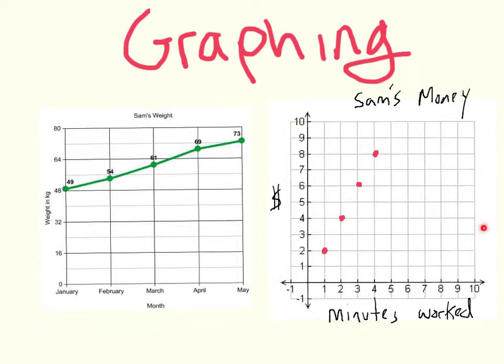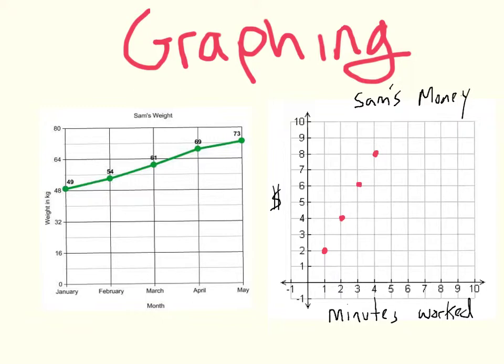This graph shows the relationship between the number of minutes that Sam worked and the number of dollars that he earned. So again, we can see that in 1 minute, he earned $2, and in 2 minutes, he earned $4. 3 minutes, $6, and so on. This can be really useful for mathematicians and problem solvers because we can use a graph to make predictions.